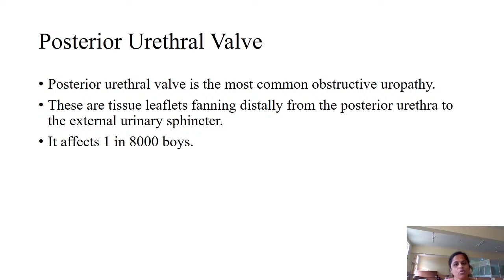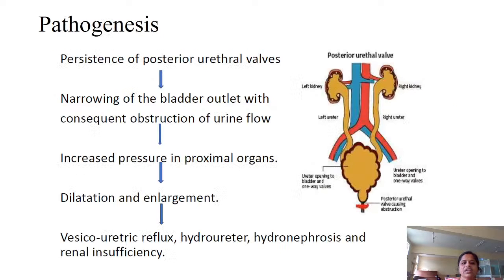Posterior urethral valve is the most common obstructive uropathy, and what happens is there are tissue leaflets spanning distally from the posterior urethra to the external urinary sphincter. It affects around 1 in 8,000 births. So what happens in posterior urethral valve? Actually, it is embryological: a structure has to disappear, but it doesn't happen. It persists. Persistence of the posterior urethral valve is there.